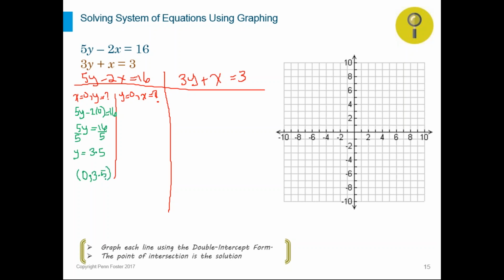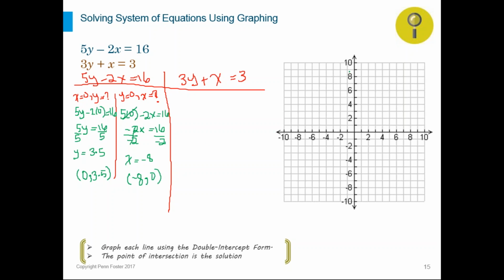That's the first point. The second point comes from setting the y equal to 0. The same equation, the same line. So 5 times 0 minus 2x equals 16. That's gone. Then negative 2x equals 16. Divide over negative 2 and divide over negative 2. Then x equals negative 8. Your second point that you'll be able to use to graph this first line is (-8, 0).